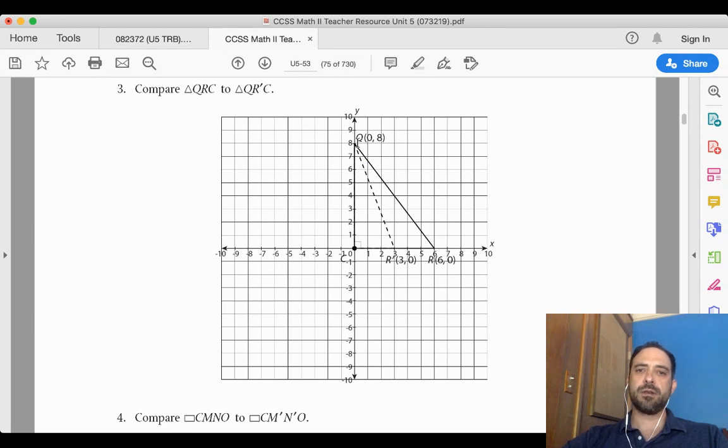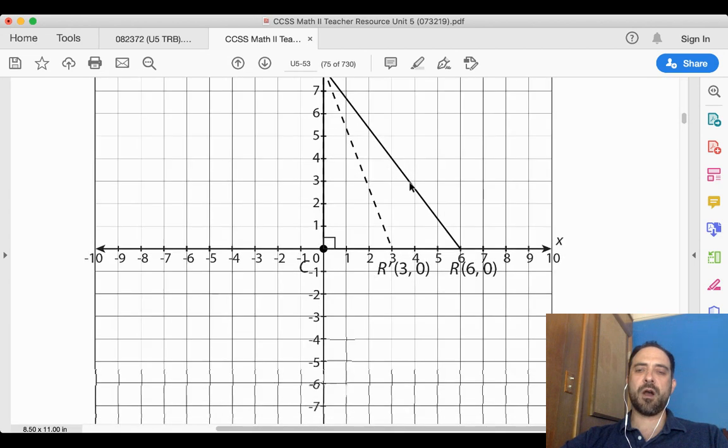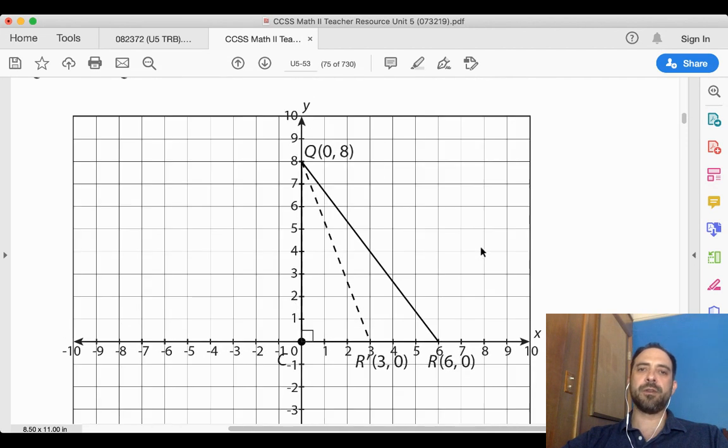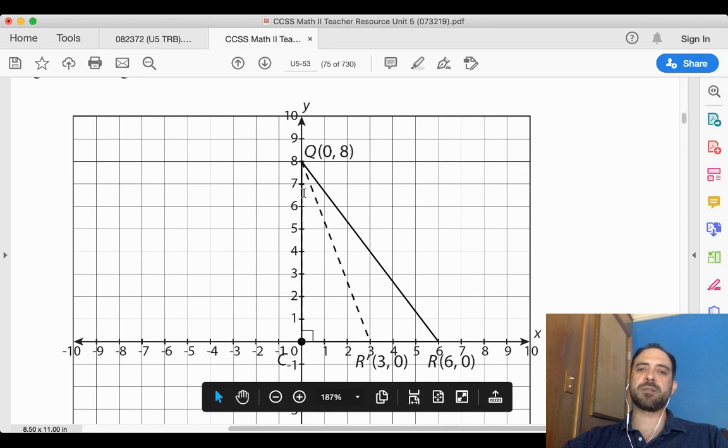This one, it looks like R and R prime, it was 6, and then it went to 3. So 6, 0 to 3, 0 is multiplying by a half. The scale factor is 1/2. But we look here, Q, 0, 8. Q prime then would be at 4. This should be reducing and becoming smaller. This Q, the scale factor, if it's the same as R to R prime, which is divided by 2, multiplied by a half. If I multiply this by a half, I get 0, 4. So this is not a dilation.